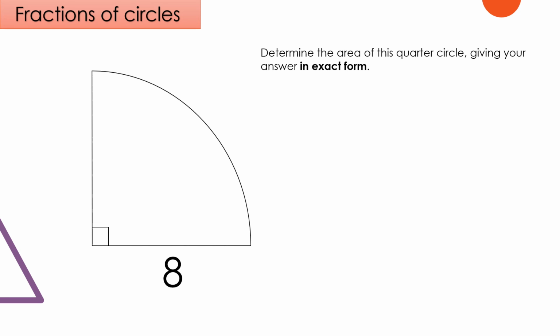So here's another question about the fraction of a circle. Determine the area of this quarter circle. Give your answer in the exact form. Now we just need to find the area of a full circle and then divide it by 4, as we only have a quarter of a circle. So how are we going to do it?